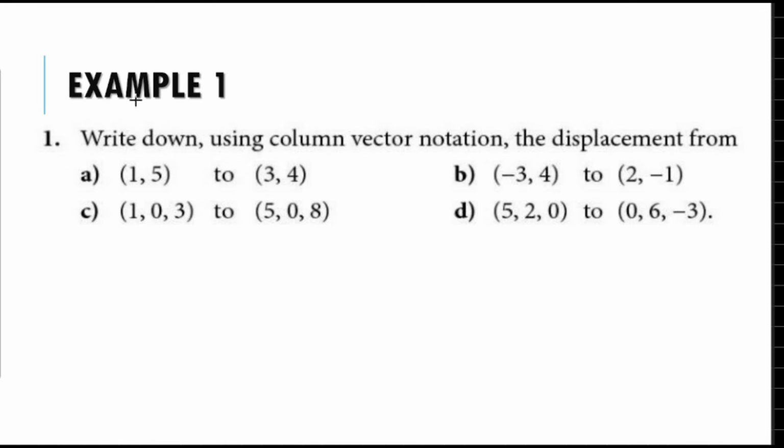Briefly, let's look at our examples. Write down, using column vector notation, the displacement of the following. We're going to start from the first one, A, where we have 1, comma 5 to 3, comma distance. We are only to write them down.